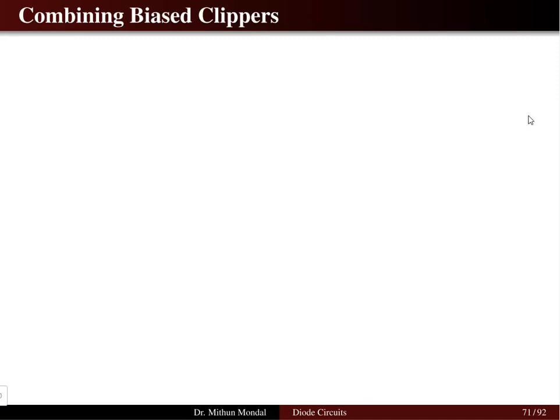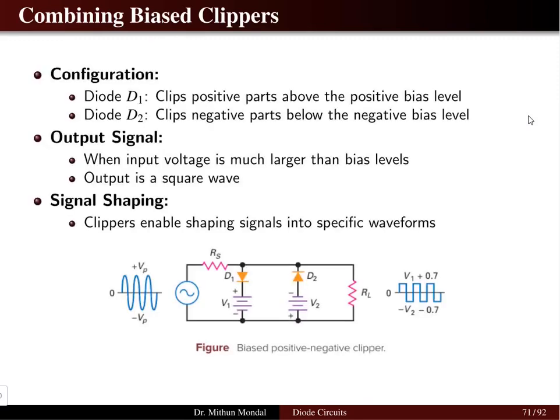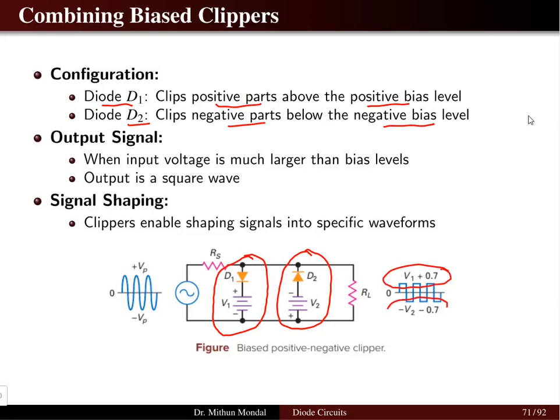Now we can also combine these clipper circuits. If we have a diode with a positive DC voltage and another diode connected in reverse with a negative DC voltage, we can connect them together. In that case, diode D1 will clip the positive part above the positive bias level and diode D2 will clip the negative part below the negative bias level. So both positive and negative will now be offset and clipped. When the input voltage is much larger than the bias level, you get the output signal in the form of a square wave.